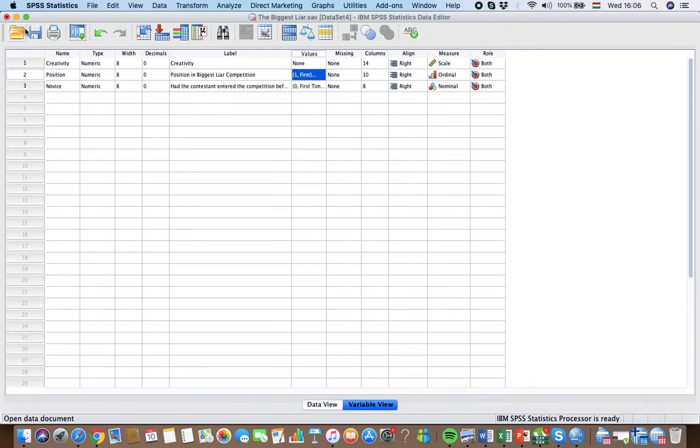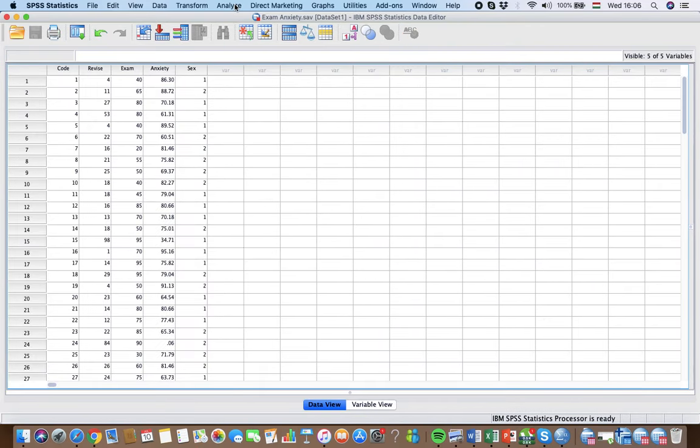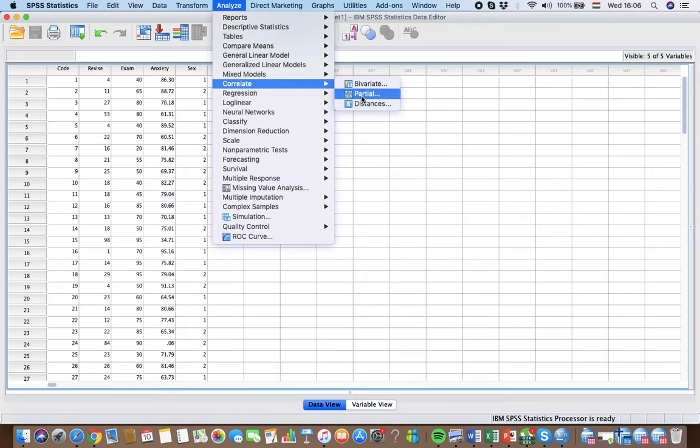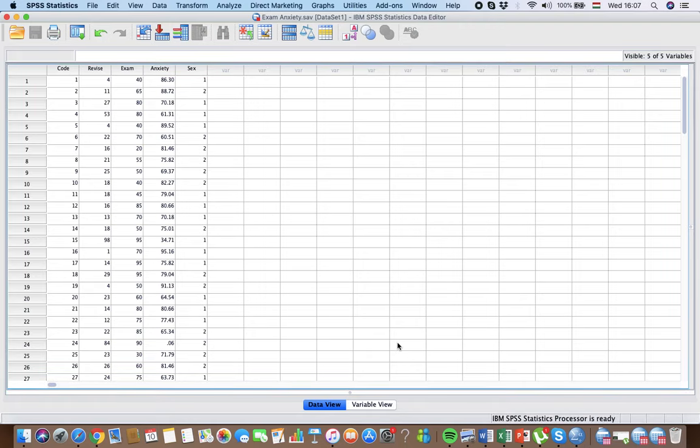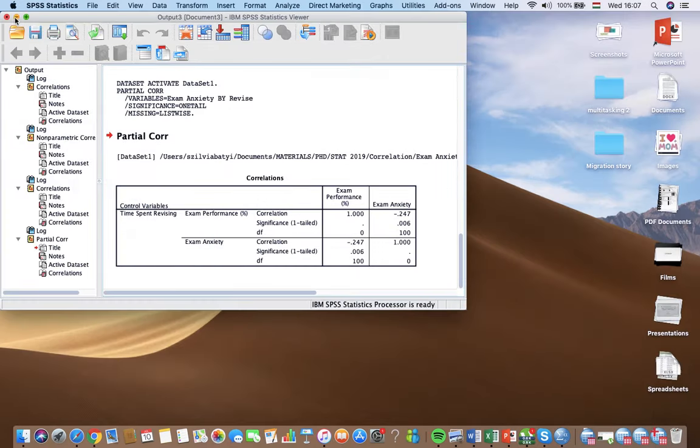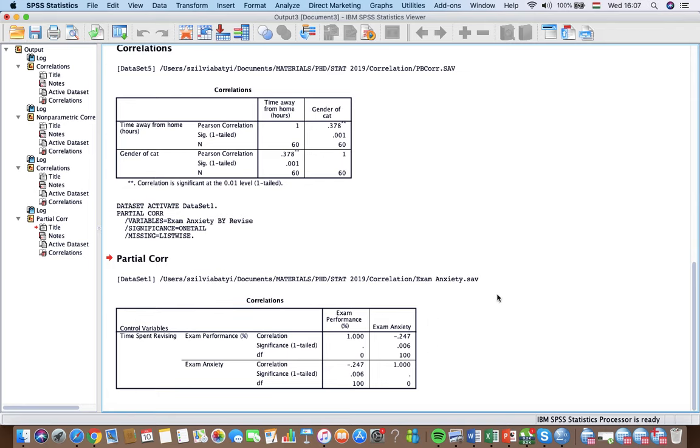So let's look at our data set. Here we are, and you go to partial analysis, and I already put my variables here. So you would like to see the correlation between exam performance and exam anxiety, controlling for time spent on revising. We actually have a hypothesis that the more anxious you are, the worse you perform on an exam. And okay, here you are with the results.